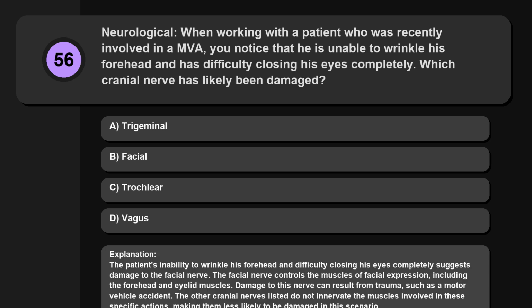The patient's inability to wrinkle his forehead and difficulty closing his eyes completely suggests damage to the facial nerve. The facial nerve controls the muscles of facial expression, including the forehead and eyelid muscles. Damage to this nerve can result from trauma, such as a motor vehicle accident. The other cranial nerves listed do not innervate the muscles involved in these specific actions, making them less likely to be damaged in this scenario.